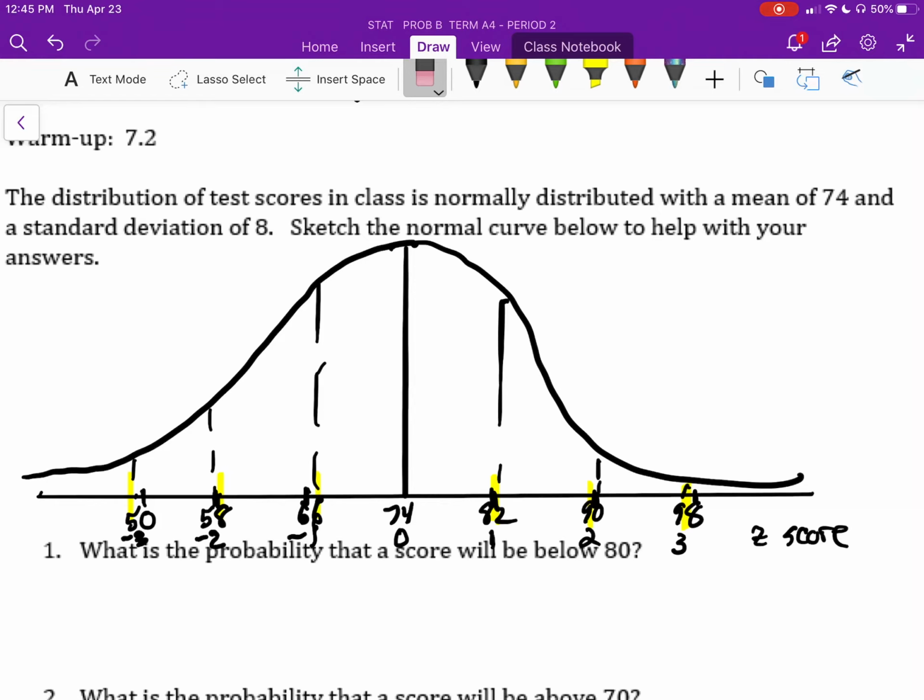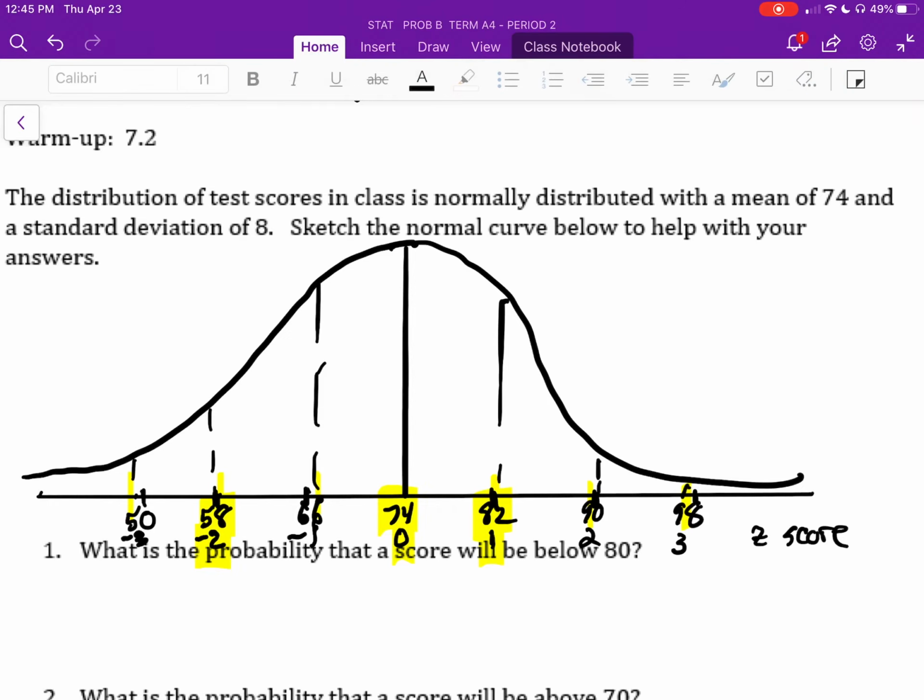So I could say if you got a z-score of 1 on this test, you scored an 82. And if you got a z-score of -2, you scored a 58. And if you got a z-score of 0, which normally is a bad score, you actually scored average, 74, so it's not such a bad thing.